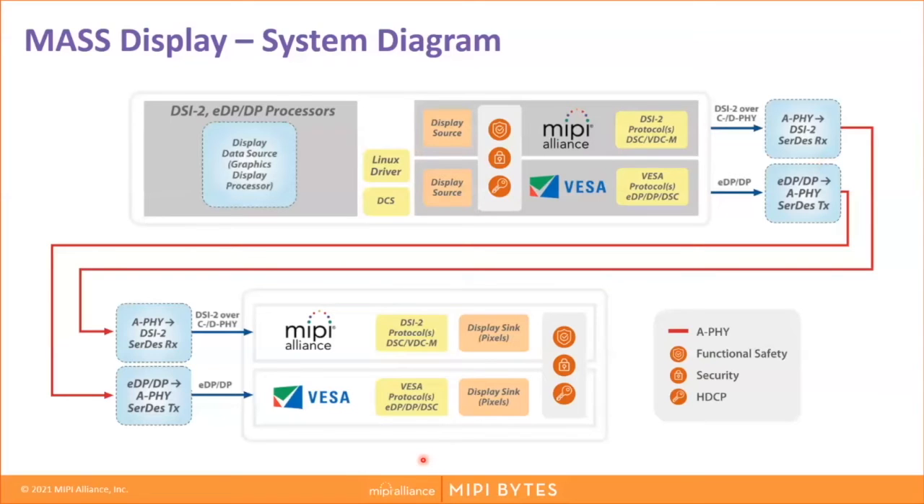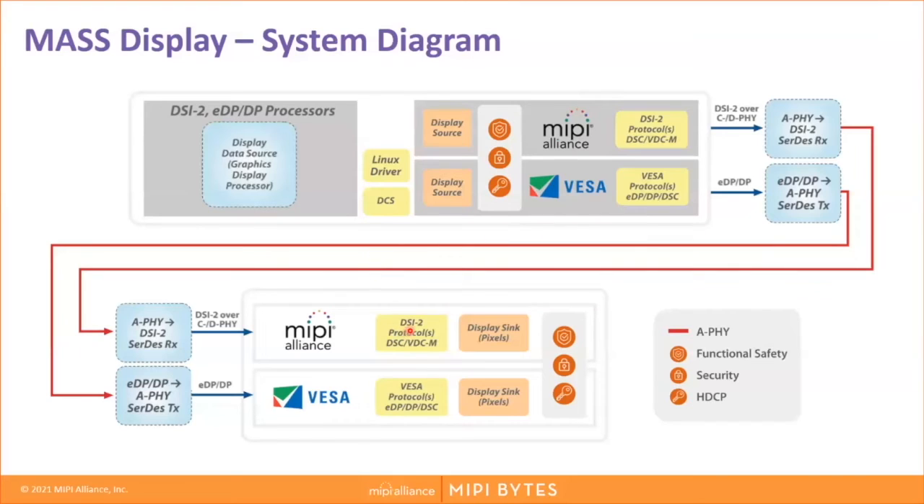Let me explain how the MASS display specifications can be combined to create a solution for automotive displays. This diagram will help us illustrate how that works. There are three parts to the diagram. The top, the middle, and the bottom are three distinct portions of the system. The top part of the system is the application processor or the electronic control unit that generates the display information, the display pixels. The red lines indicate the A-PHY physical layer, which is the SerDes, where up to 15 meters can be transmitted on the red.